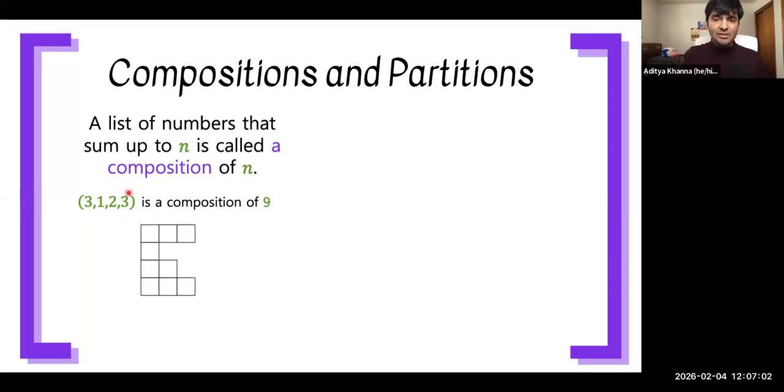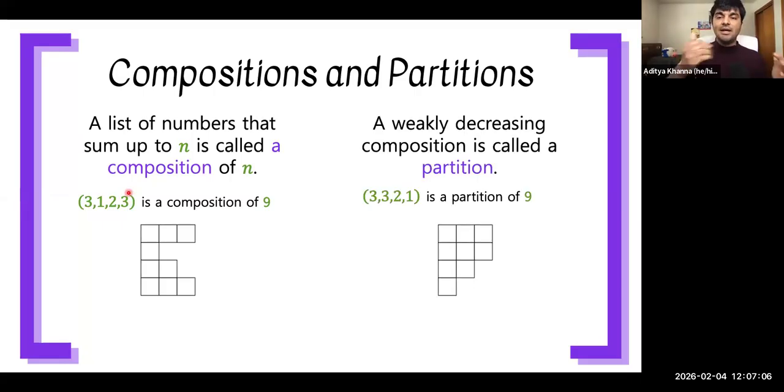A special case of composition are called partitions. A partition is when I arrange these numbers in a weakly decreasing fashion, so descending, and they can be equal at some point. Whenever I say composition, whenever I say partition in this talk, I want you to keep both of these notions in your head, the diagrammatic notion as well as the list. We will jump between these quite often.